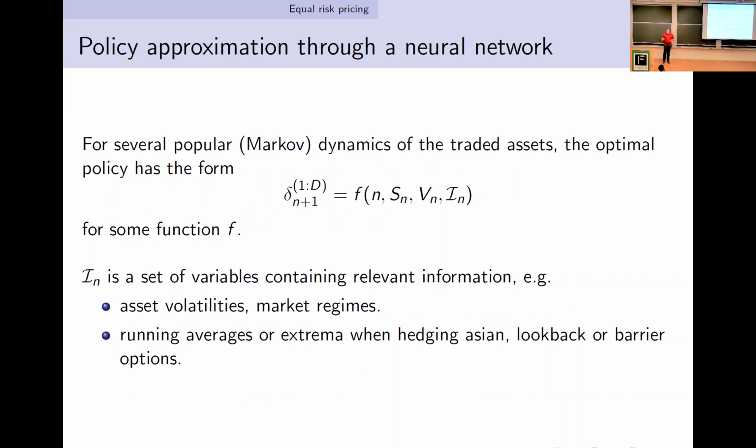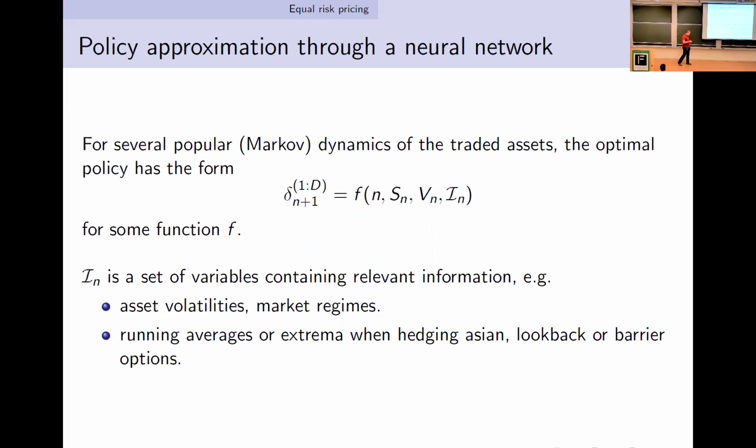So a bit of illustration, how is it done? To get the optimal policy, there's an infinite number of possible values for the state, so we need to rely on some approximation. And the idea here is that we will use a neural network to approximate the policy function.